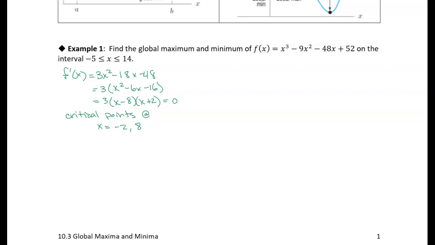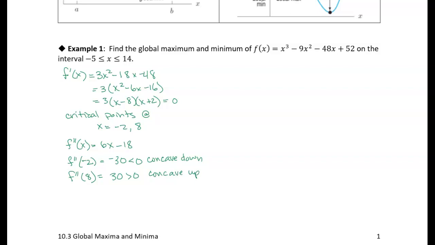Because it's a polynomial, the easiest way to tell whether these are local maxima or minima is to take the second derivative, because second derivatives are really easy with polynomials. So I take the derivative of the first derivative, and I get 6x minus 18. Now if I look at the concavity at those two critical points, I look at minus 2, plug that in, I get minus 12 minus 18, so I get minus 30, which is less than 0. So it's concave down. And if I look at the concavity at the other critical point, I get 48 minus 18, which is positive 30, greater than 0, so it's concave up.